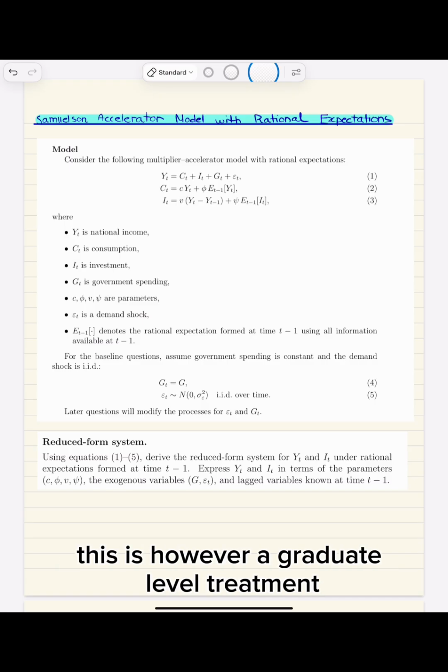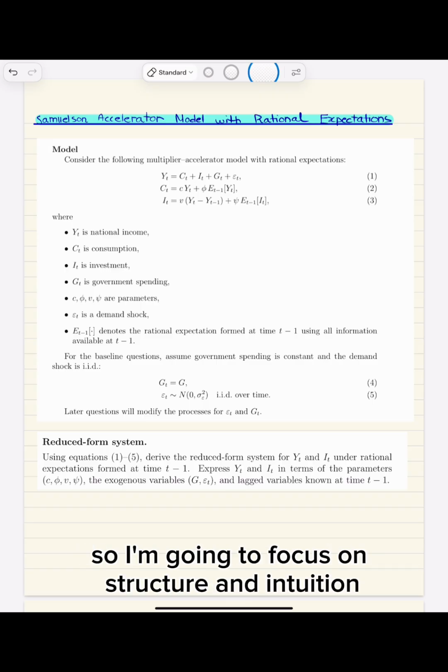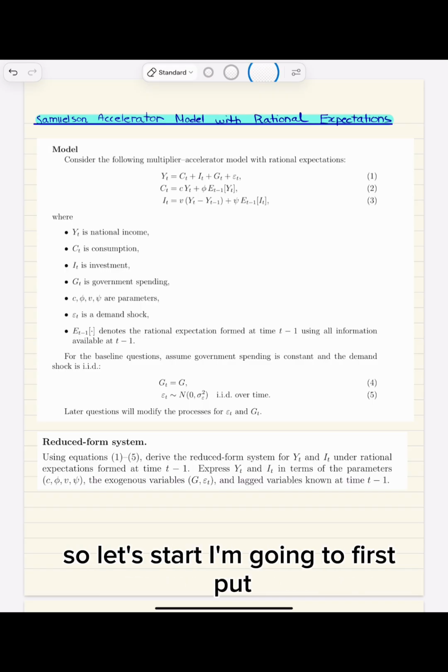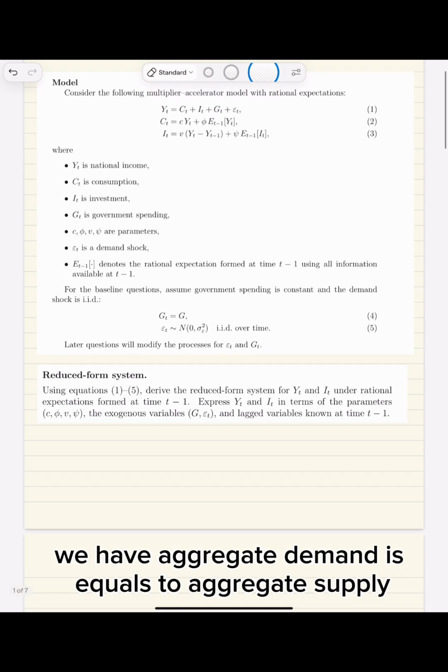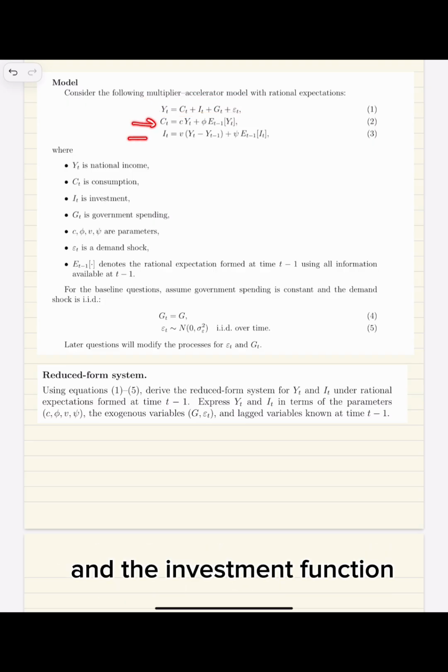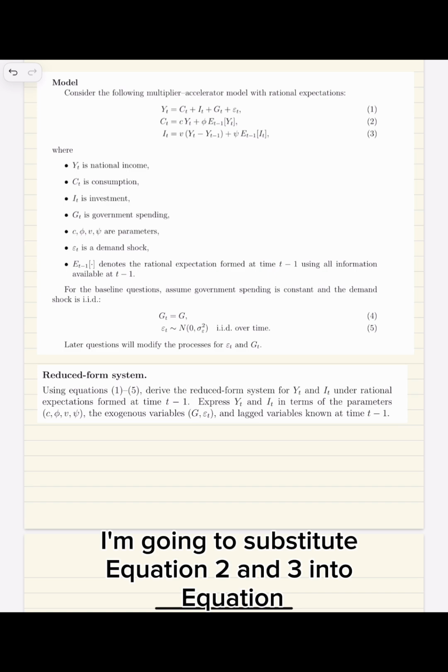This is, however, a graduate level treatment, so I am going to focus on structure and intuition rather than unnecessary algebra. So let's start. We have aggregate demand equals aggregate supply, and we have the consumption function and the investment function. I'm going to substitute equations 2 and 3 into equation 1.